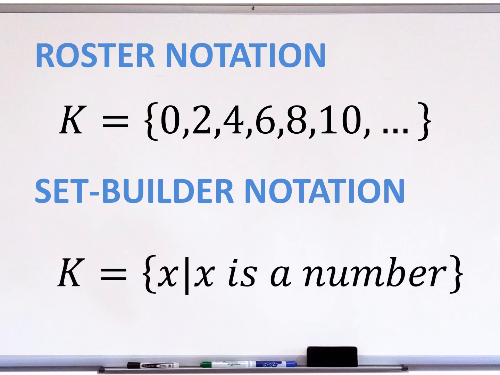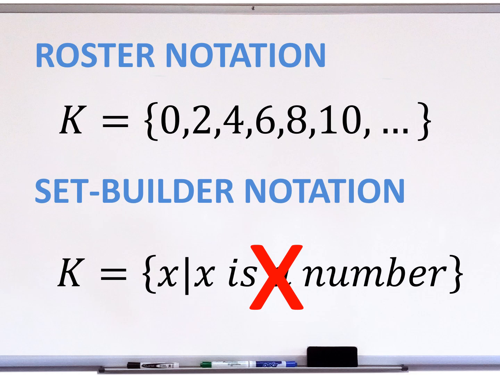K is the set of x such that x is a number. Okay, so as you can see, 0, 2, 4, 6, 8, and 10 are all numbers. But the given conversion is wrong. Why? That is because 1 is not in the given set, 3 is a number that is not in set K, as well as for numbers 5, 7, 11, and so on and so forth.